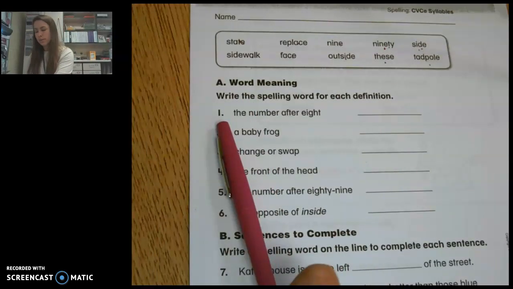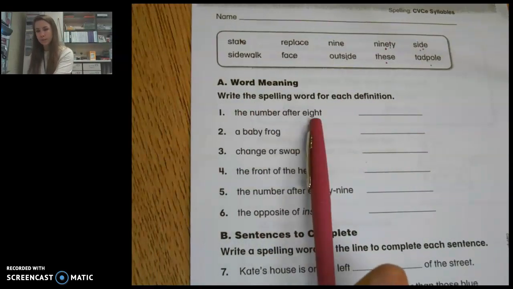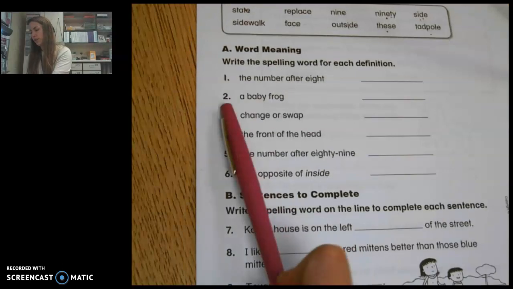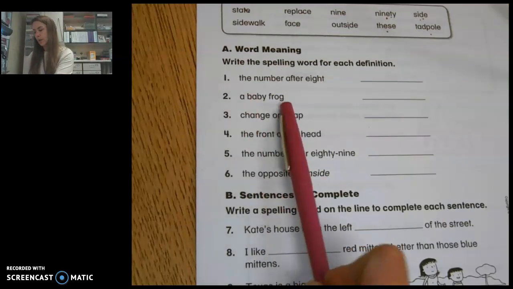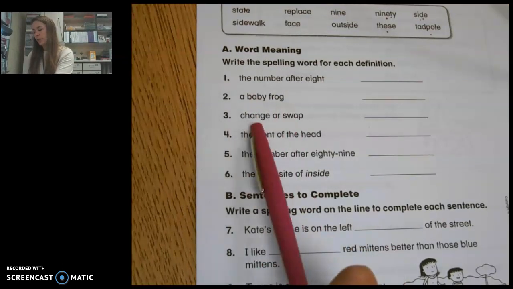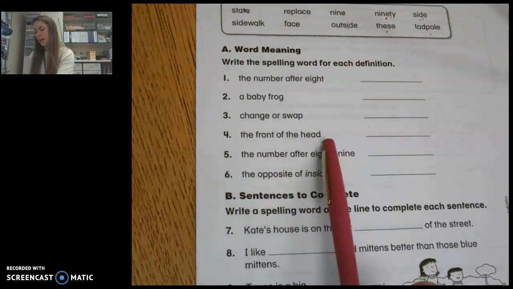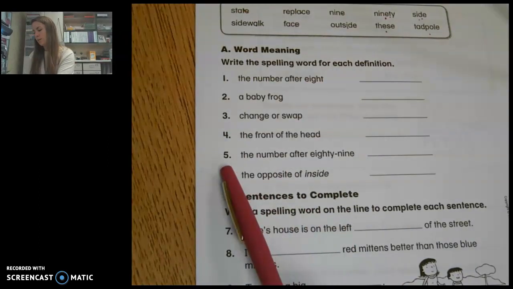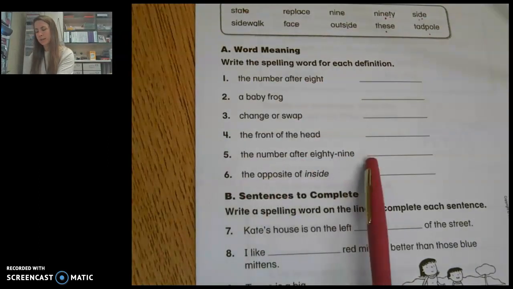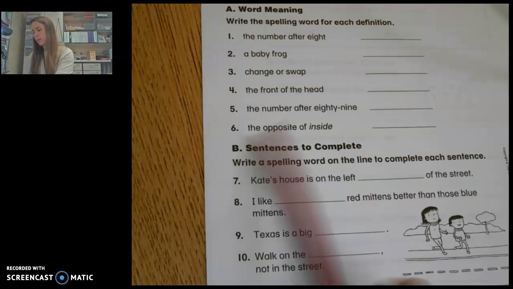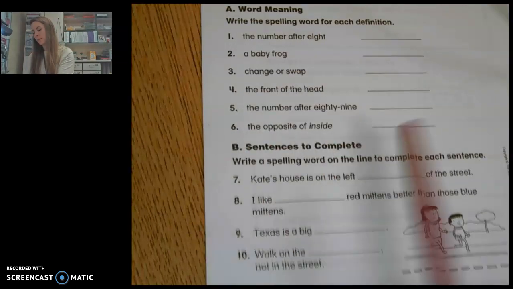You have number 1, the number after 8. What is that? Number 2, a baby frog. Number 3, change or swap. Number 4, the front of the head. Number 5, the number after 89. Number 6, the opposite of inside.